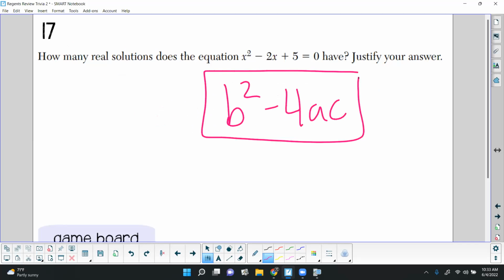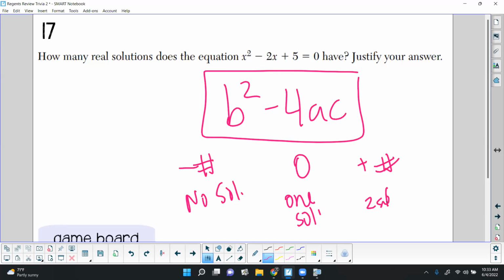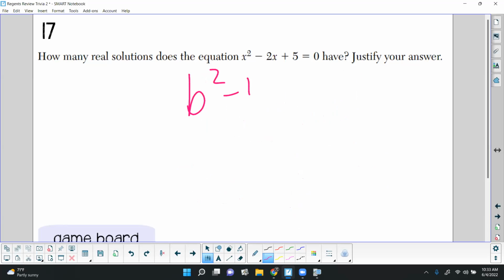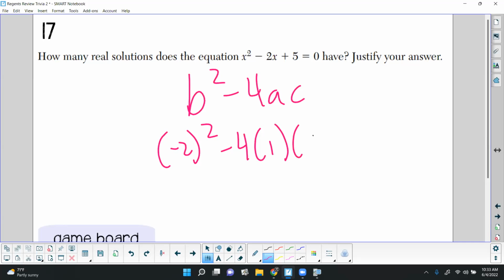This is your formula, right? It is the piece under the square root sign, but we don't even need to focus on the square root sign right now, because when you square root a negative number, it's not possible. So if you have a negative number, you know you have no solutions. If you have a perfect zero, you have one solution or a double solution. And if you have any random positive number, you have two solutions. So this is the algebraic way to justify your answer. But there's more than one correct answer here. So b squared minus 4ac would give us negative 2 squared minus 4 times 1 times 5.